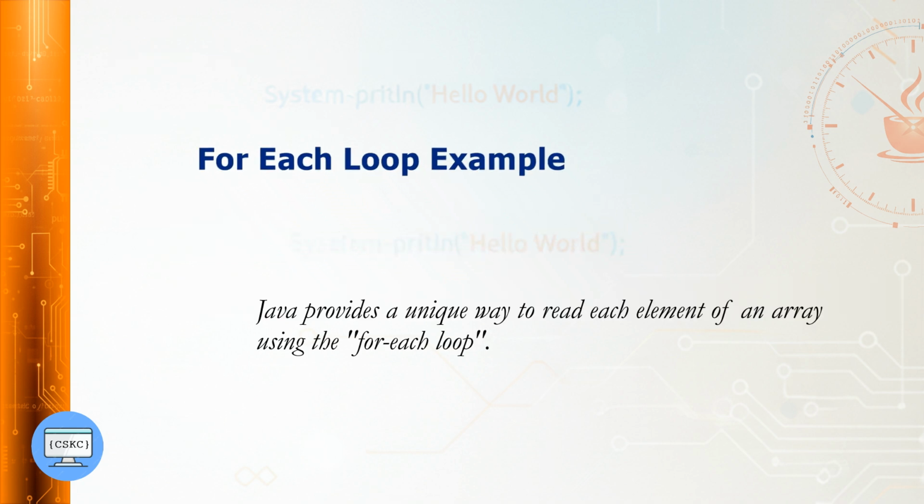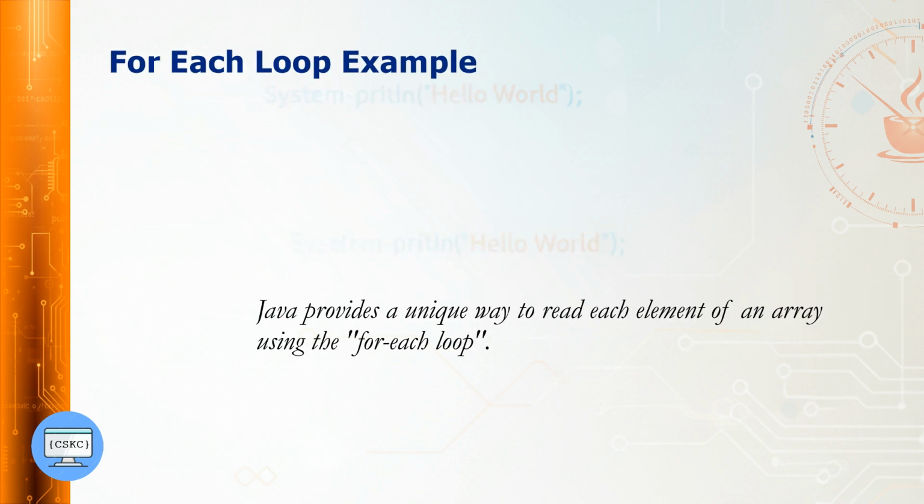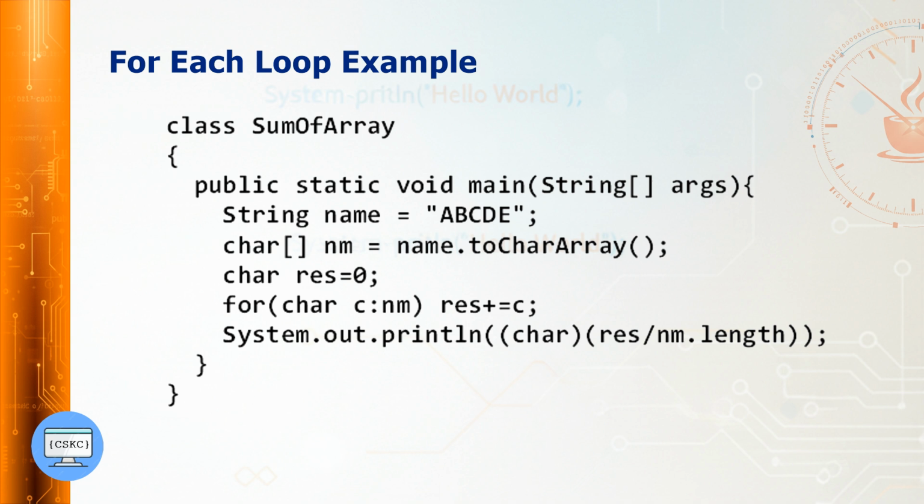Java provides a unique way to read each element of an array. Here is the example. This example helps you add ASCII values of individual elements of a character array and divides it by length of array to get a single character representing a sort of average alphabet of the given string. This line converts the string to a character array. This one is the for each loop.